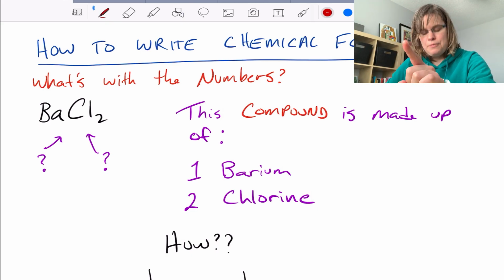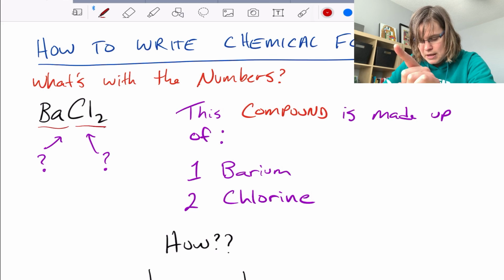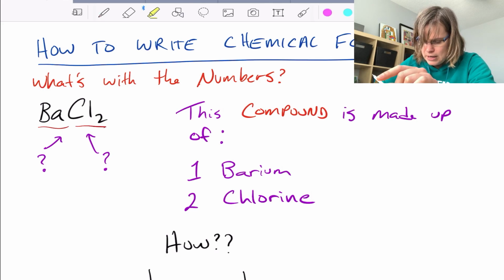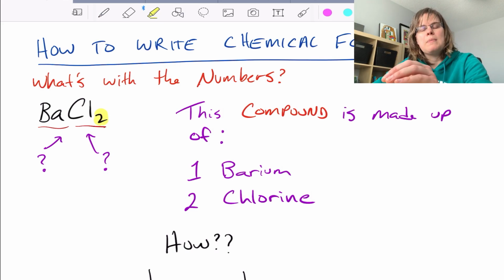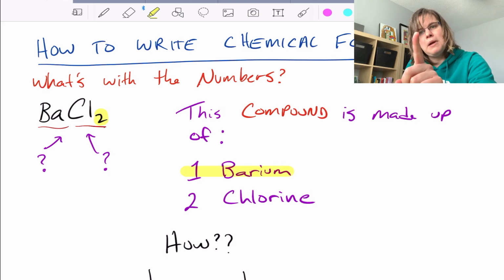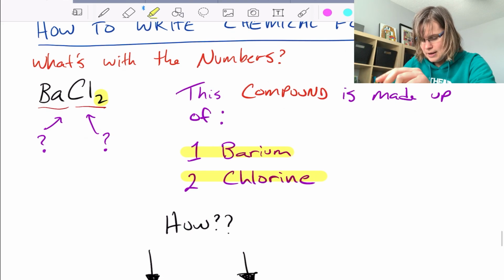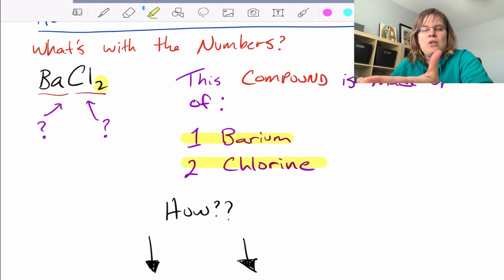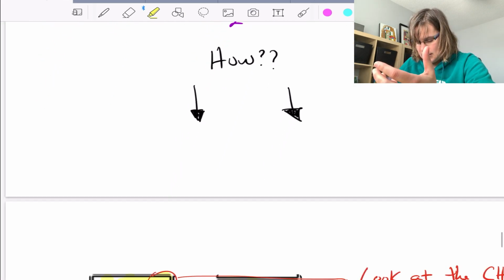So the first thing that I've written here, as you notice, it's barium chloride, BaCl2. But the weird thing about it is that there's this little 2 on the bottom of the chlorine. Okay, this compound is made up of 1 barium and 2 chlorines. Well, why? How does chlorine get 2? That doesn't make any sense.